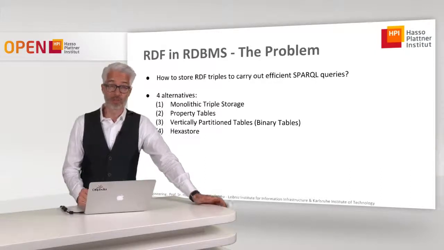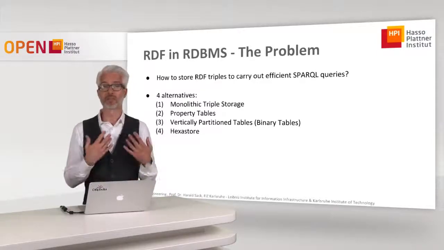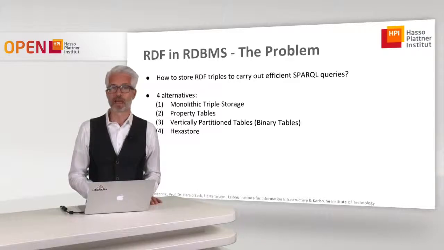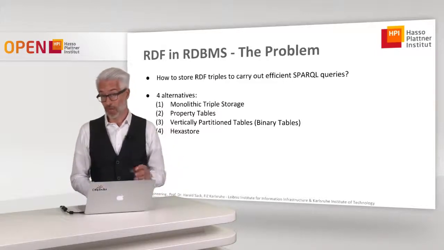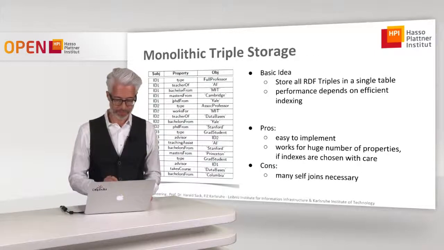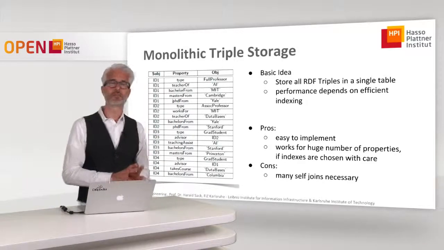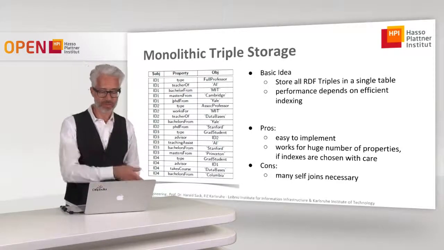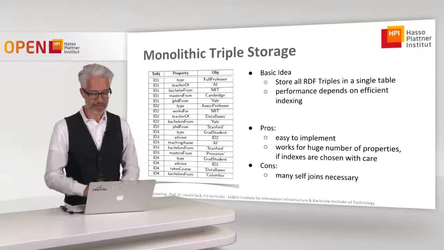Then I can also, for example, make an own table for each property. This would be a so-called vertically partitioned RDBMS. And I can use a hexastore where I make sophisticated usage of indices. I will show you how this works. So first of all, let's have a look at the so-called monolithic triple storage. We have an example here with professors and their affiliation and students and their affiliation and stuff like that.